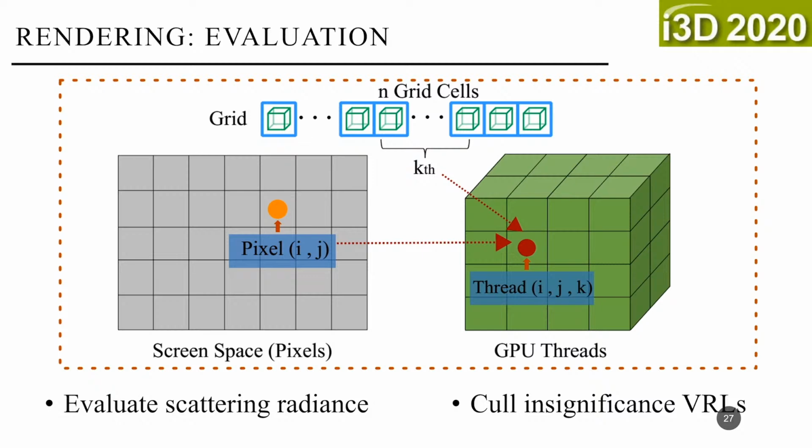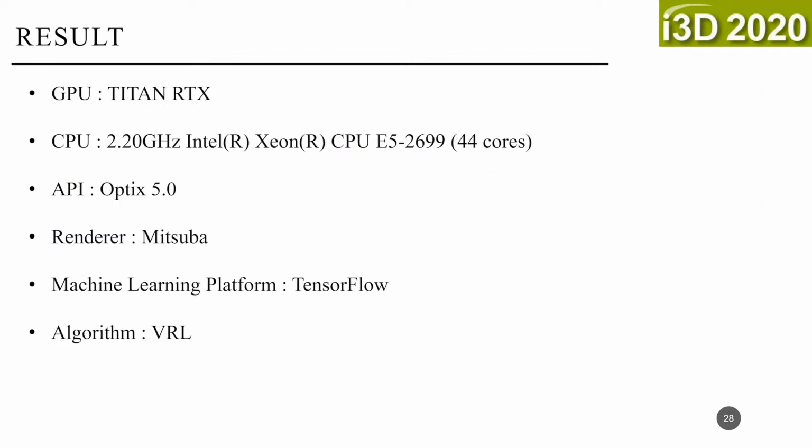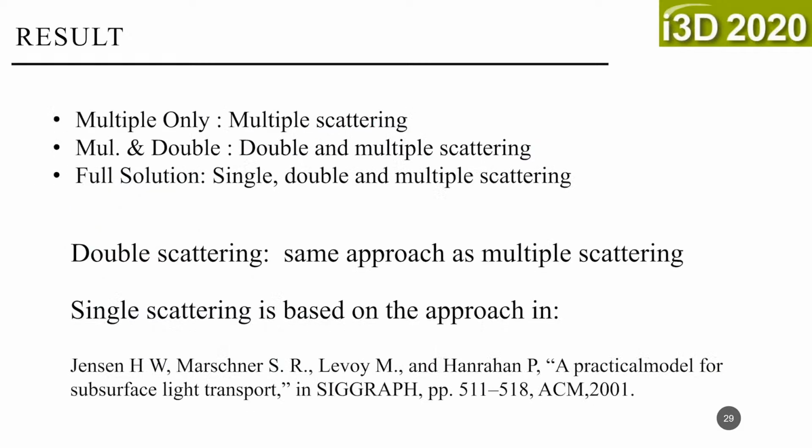Of course, an acceleration structure based on a tree, like a BVH or KD-tree, might be another choice to organize all VRLs on the GPU, but in practice, we found the tree structure is unsuitable for GPU concurrency and slower than our core scheme. The results are rendered on this platform. And we compare multiple scattering only, double and multiple scattering, and the full solution in our results.